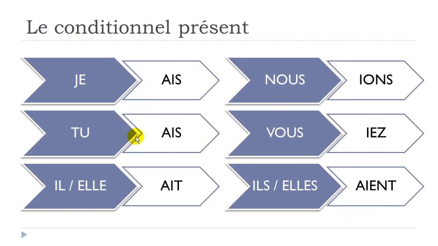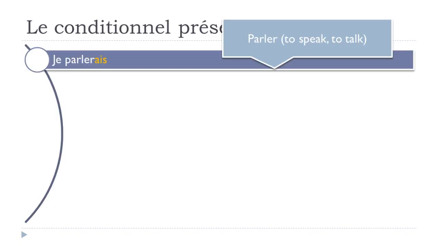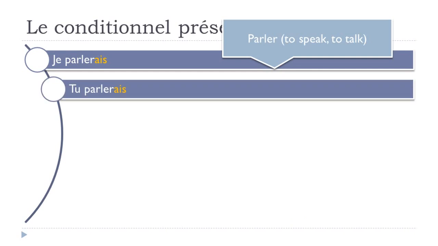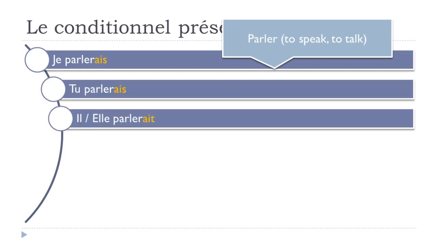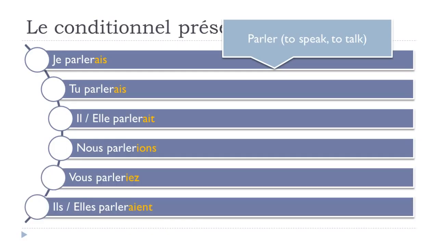So if you look carefully, you've got only three phonetical pronunciations. The first one is here and here. It's the same. So it's e. After that, we've got this yon. And after that, we've got this ye. All right? So let's see now for parler. Parler, it's to speak or to talk. Okay, so je parlerais. Tu parlerais, il parlerait, elle parlerait, nous parlerions, vous parleriez, ils parleraient, elles parleraient.